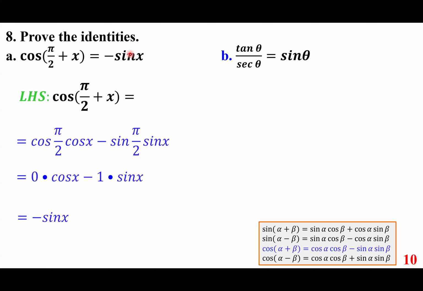Tan theta over secant theta equals sine theta. We want to prove that, and we're going to start from one side to get to the other one. The more complicated side is the left-hand side.